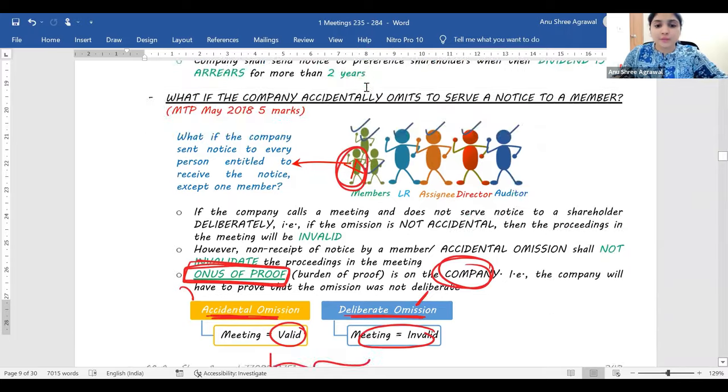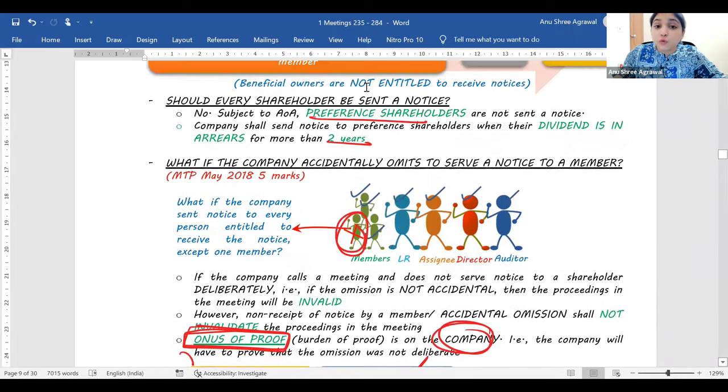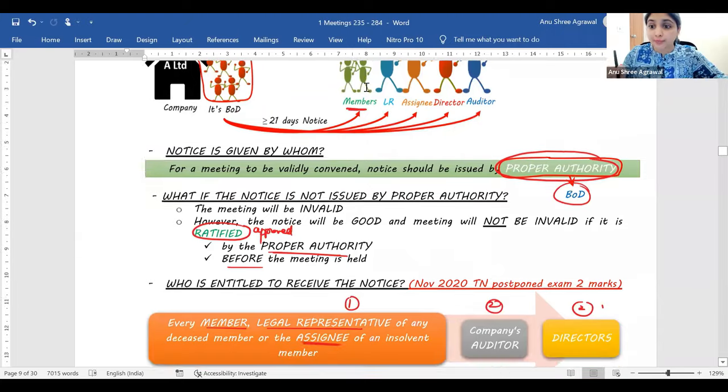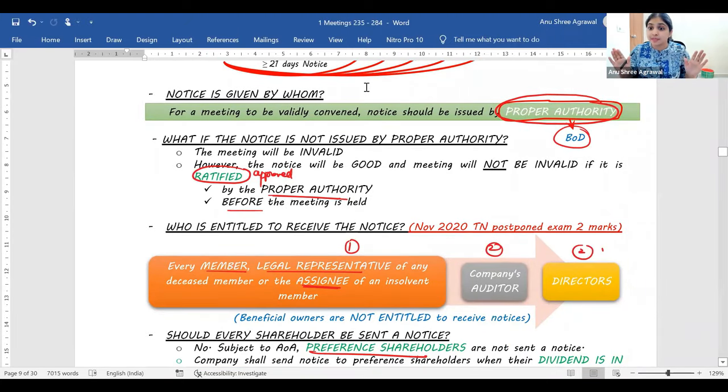Okay, so point number one, who will give the notice? The notice will be given by proper authority. Who is this proper authority? Board of directors. What if any other person gives the notice? Then the meeting will become invalid. But is there some way, can we still make the meeting valid?